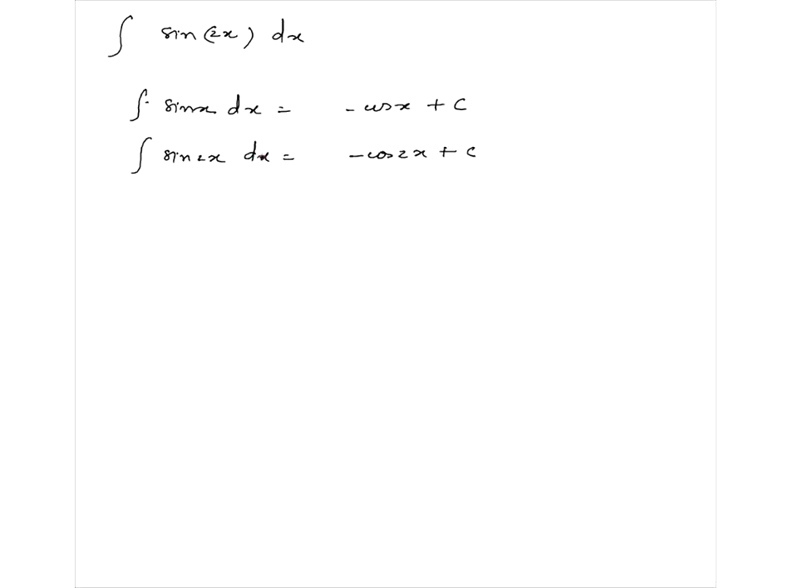Here also it should be 2x. If it is d of 2x, then this is correct. But if it is d of x and 2x here, 2x there, no, it's wrong. So the question now is how to handle this type of situation. In case of integration, we don't call it chain rule. We call it method of substitution.